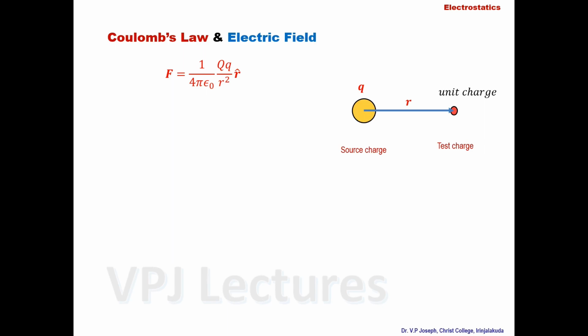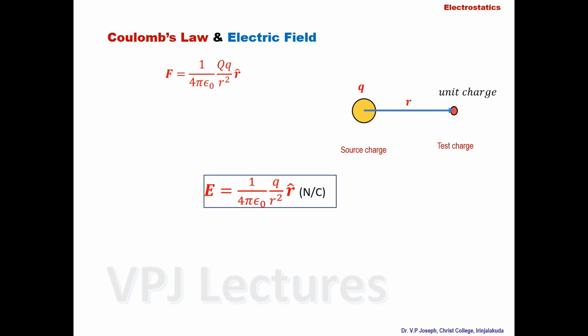Now, the expression for electric field can be obtained from Coulomb's law. And for that, let us consider the test charge is replaced with the unit charge. Then the force acting on the unit charge is taken as the electric field. And the expression will be given by E is equal to 1 by 4 pi epsilon 0 Q by R square, because we take capital Q as 1 coulomb.